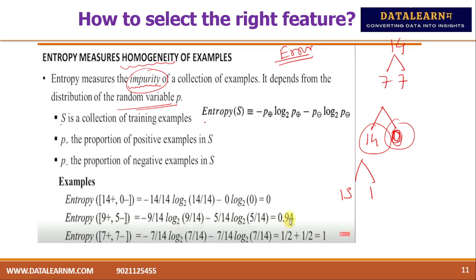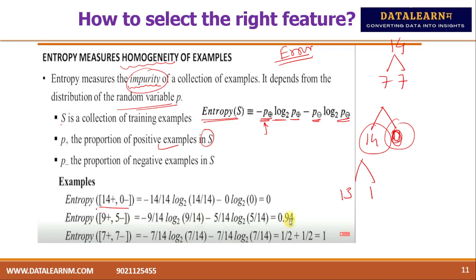So for that we have the entropy formula. Entropy of S is equal to minus probability of yes sample times log to the base 2 of probability of yes sample, minus probability of no sample times log to the base 2 of probability of no sample. So P plus is the proportion of positive samples, or positive examples, in yes.